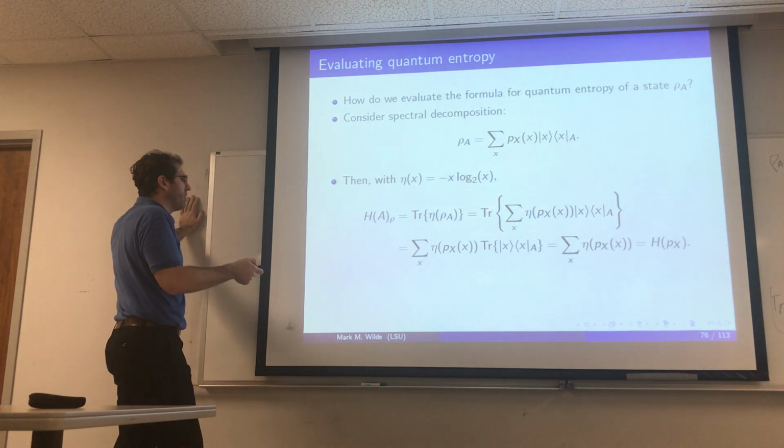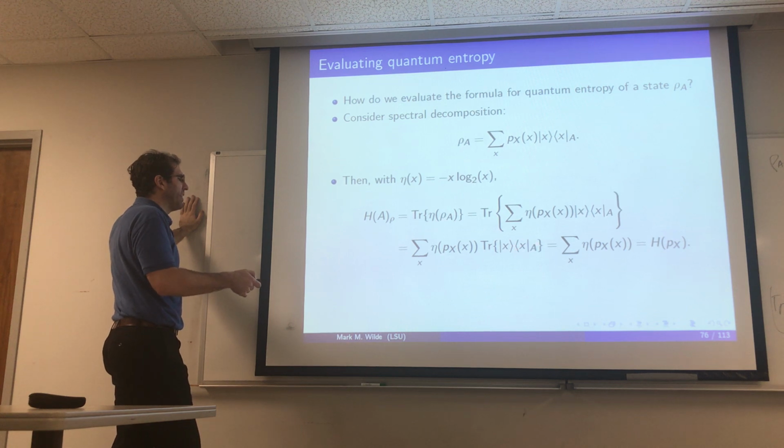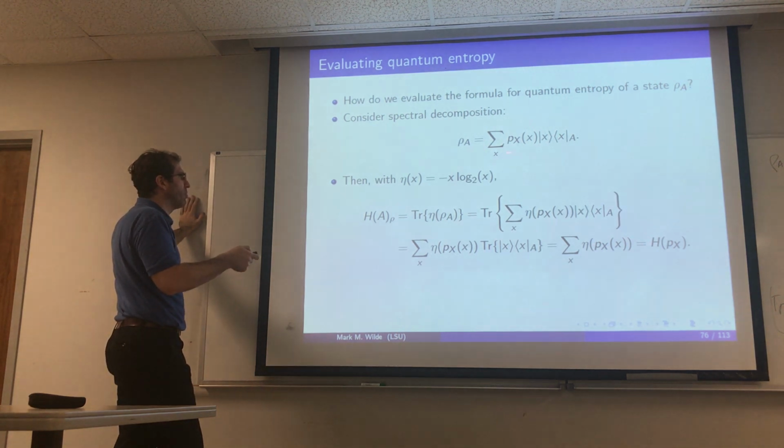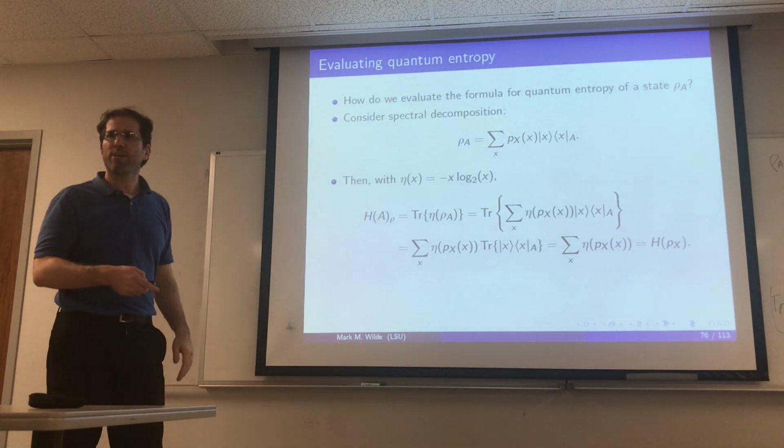Now continue with the evaluation. The trace is a linear operation. It commutes with the sum and the scalars. So you just trace these individual projections, and the trace of those is 1. Then you get the function of the eigenvalues, and that is the Shannon entropy of the probability distribution encoded along the diagonal.